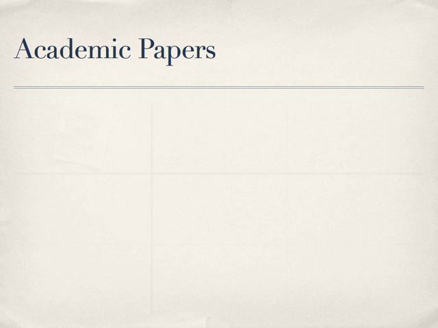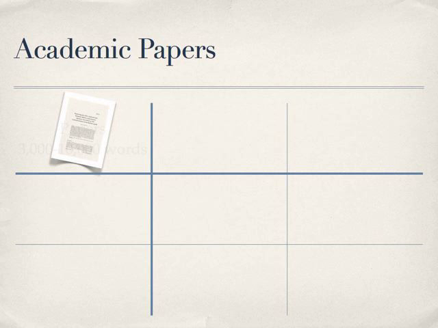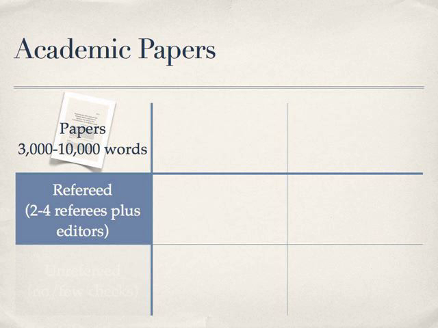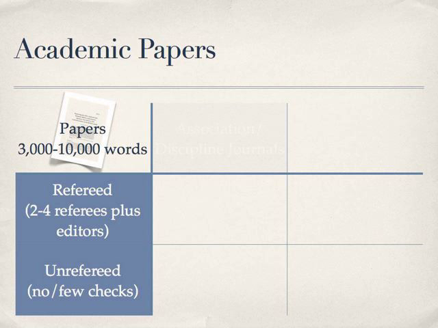An academic paper is an article published in an academic journal. In English, academic papers are typically between 3,000 and 10,000 words long. We can categorize academic articles in 2 ways. First, refereed journals versus unrefereed journals. A refereed journal is one where an article has to be approved by usually 2 to 4 referees and an editorial board, all of whom are experts in the field, before it can be published. An unrefereed journal does not have these rigorous checks.